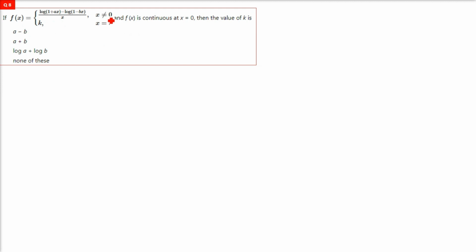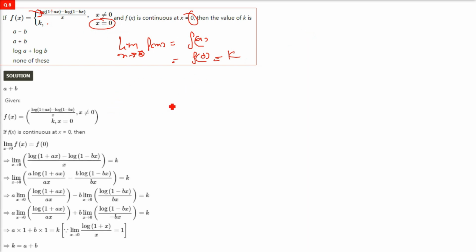Now if f(x) is equal to this, log(1 plus ax) minus log(1 minus bx) by x when x is not equal to 0, and it is equal to k when x is equal to 0. So limit x tends to a, f(x) is simply equal to f(a). A is 0 in our case. So x tends to 0, this above function is defined for x not equal to 0, and for x equal to 0 it is k. So eventually we'll equate it to k only. We have to find out the limit.